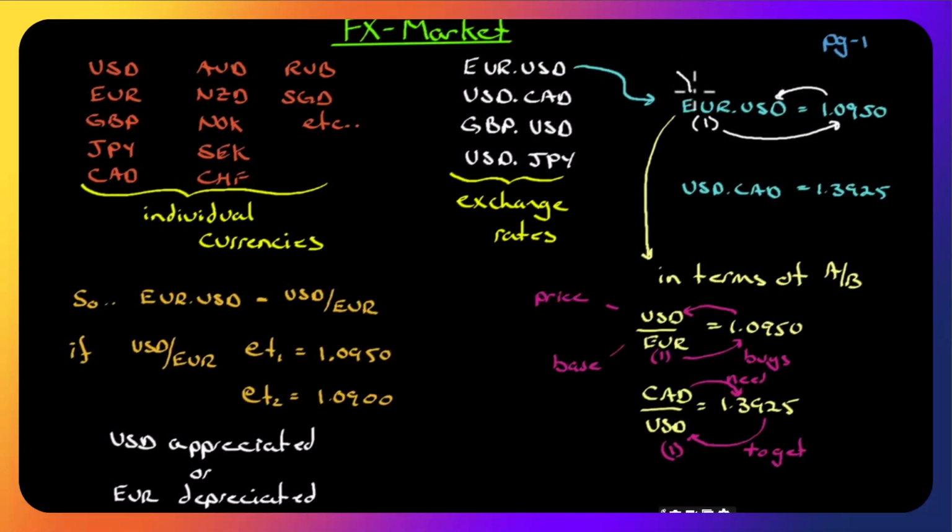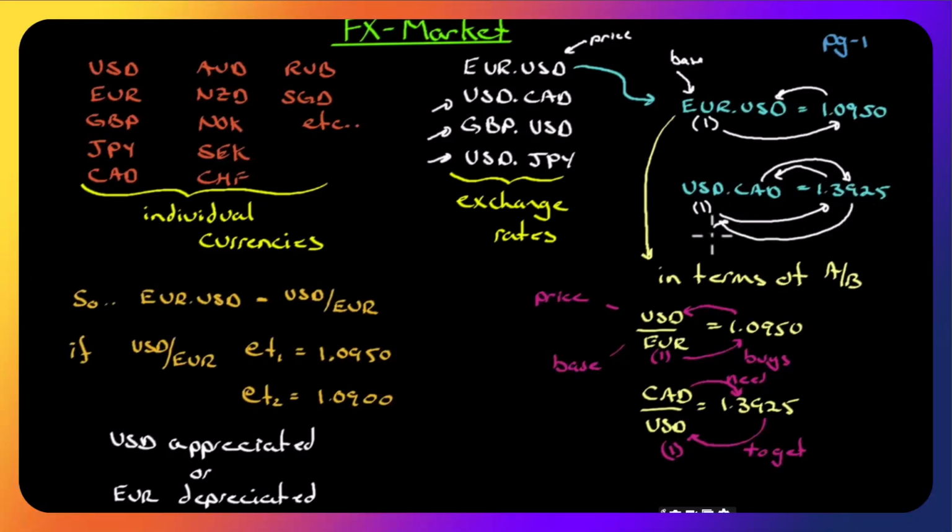This is called the base. This first one here is called the base. In fact, that's the base right there. That's the base. That's the base. The first of the pair is the base. The second of the pair is the price currency. So let's see if we can read this one. This is easy. 1 US dollar buys 1.3925 Canadian. Or you need 1.3925 Canadian to buy 1 US dollar. That's nice and simple, right?